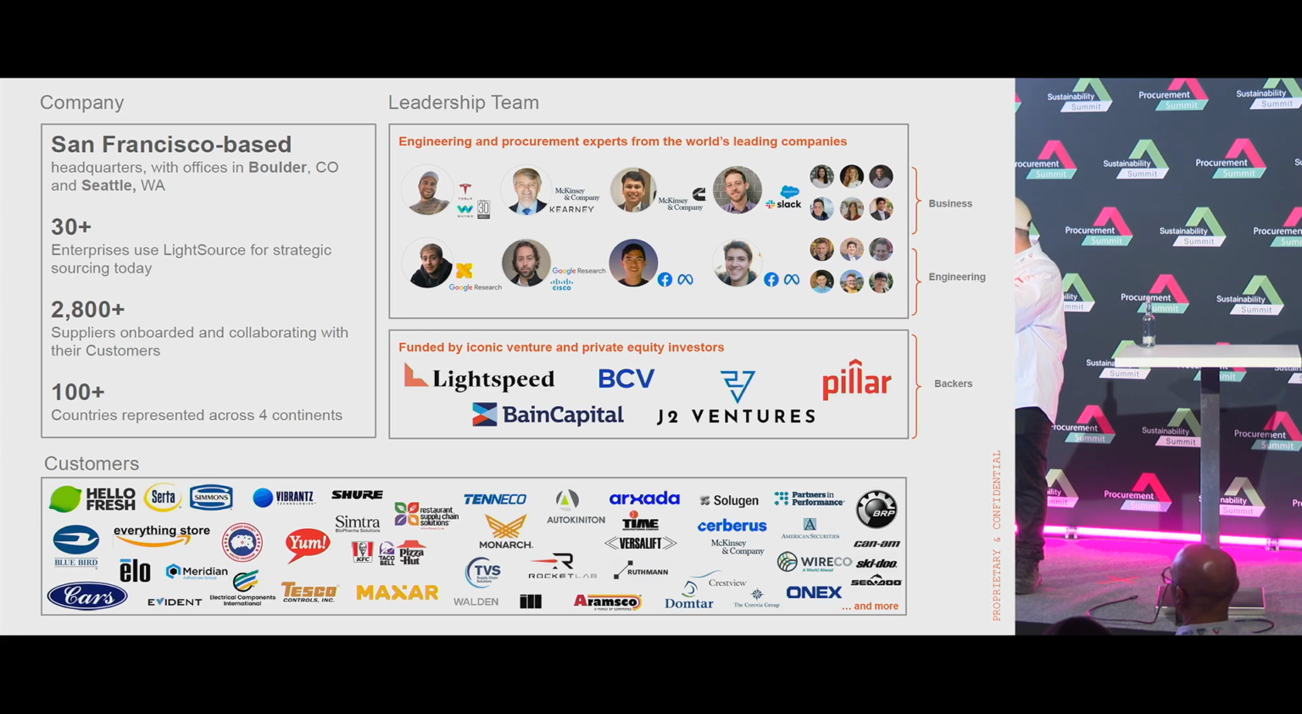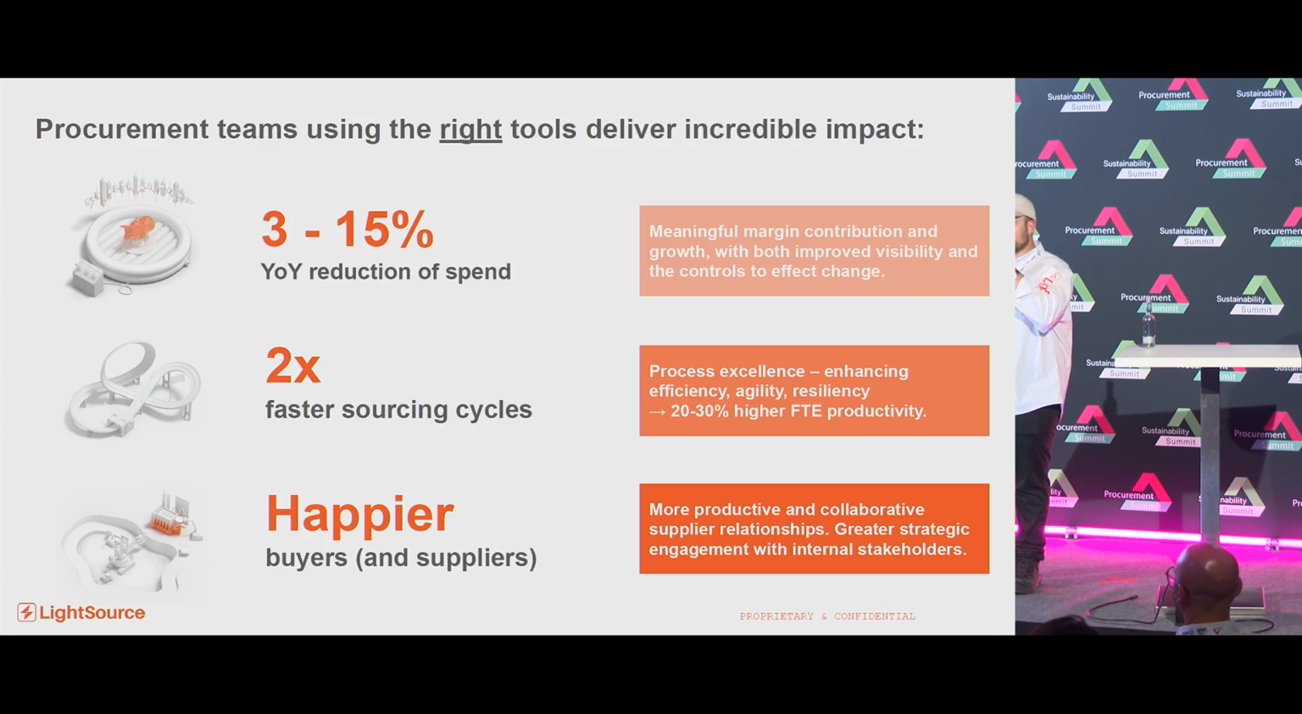And we have a range of excellent customers from the automotive space to aerospace and defense to consumer electronics to retail and apparel. The unifying theme is that they're all Fortune 500 and Global 2000. Procurement with the right tools is an extremely impactful business unit. It's one of the few places where you can actually say we are concretely getting a reduction of spend and improving our margin. But other stuff matters too, like faster sourcing cycles and happier teams, both on the buying side and supply side.